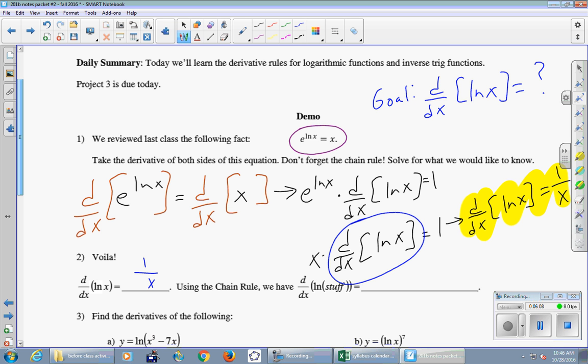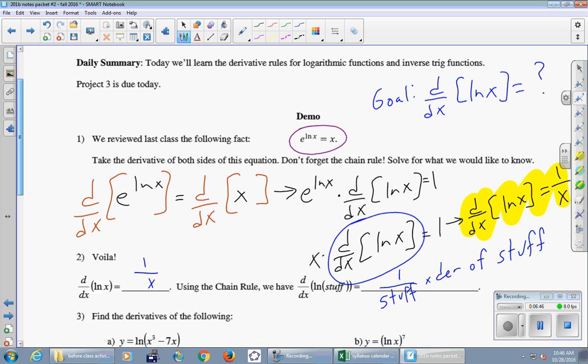And every time we have a brand new derivative formula, we can apply the chain rule to it. So if instead of derivative ln x, we want a derivative ln of stuff, what does it become? 1 over stuff, and then times the derivative of stuff. Okay. So 1 over x was the basic rule. Now it's 1 over stuff. The chain rule always says tack on derivative of the stuff at the end.